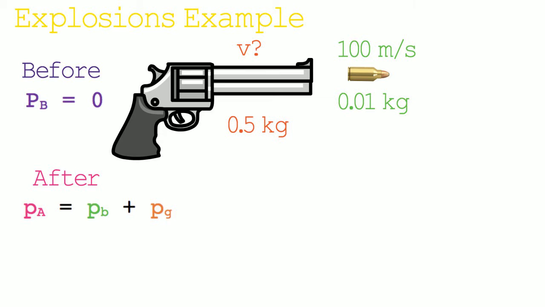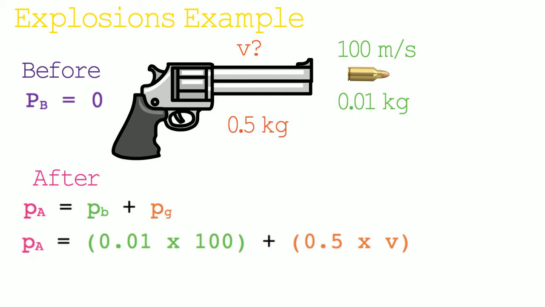We work out the momentum of the bullet by doing the bullet's mass times its velocity. The bullet's mass is 0.01 kilograms, and its velocity is 100. So we do 0.01 times 100, and this gives us a value of 1. To work out the momentum of the gun, we do the gun's mass times its velocity. The gun's mass is 0.5 kilograms, and its velocity is what we're trying to find out. This tells us that the momentum of the gun will be 0.5 V.